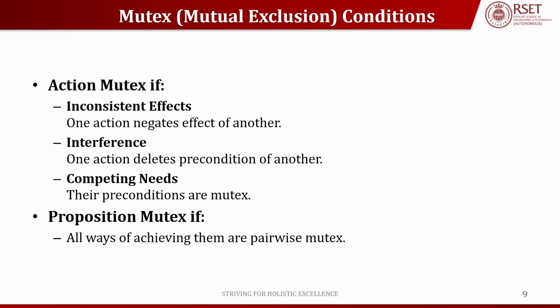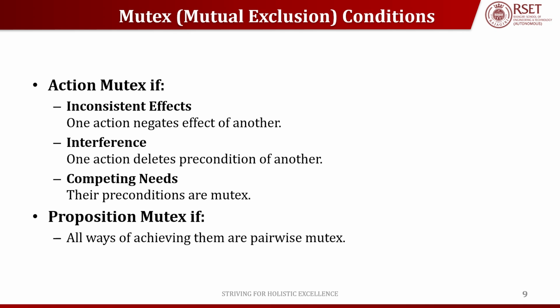Next one is competing needs. Again, consider two actions. Action A is that you are going to cook food. What is the need? A gas stove should be available. Action B is to iron clothes. The need will be a plug point or some power socket. If both need the same limited resource, they compete with each other. So you cannot cook and iron using the same single resource at once. So these conditions are also mutex.